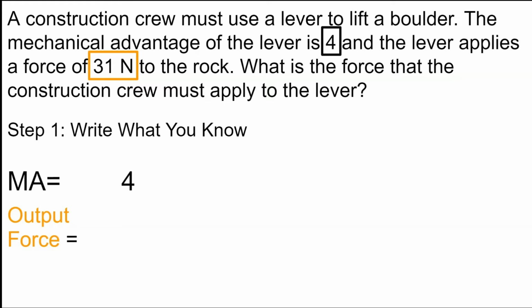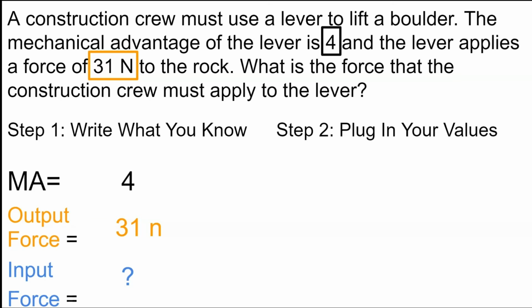And the way we know this is because we take a look. The lever applies a force. So the lever is applying the force to the rock or the boulder, and then the input force is what the person, in this case the construction crew, is applying to the lever. So input is what the person is applying to the lever, and the output force is what the lever applies to whatever object you are trying to move. So in this instance, we don't have input force, so we are trying to solve for input force.